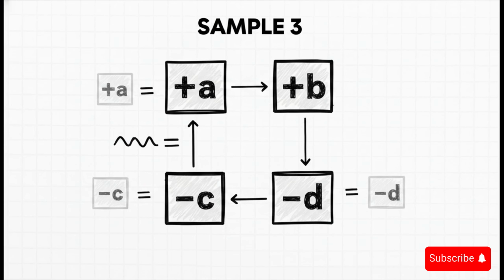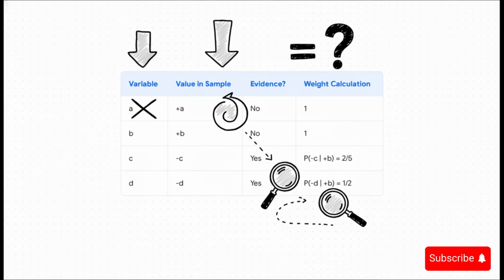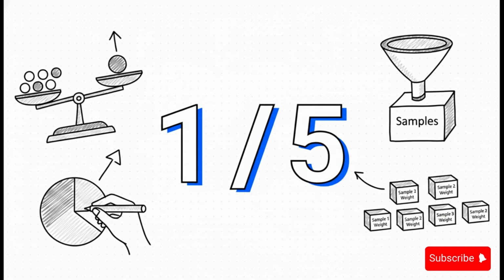And now for our final sample, sample 3. In this one, A and B are both true, and our evidence variables not C and not D are of course still there. Now, since B is positive here, just like it was in sample 2, the math for our evidence variables C and D is going to be exactly the same. And remember, the value of A doesn't matter for the weight calculation at all, because it's not evidence. And that gives us a weight of 1/5 for sample 3 as well. Great, we've now got a weight for all of our samples.